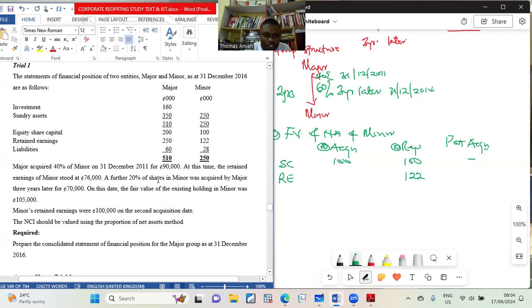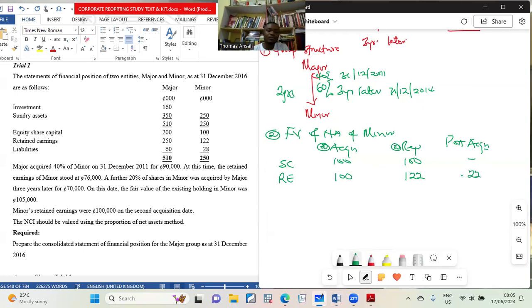Now, a further 20% has been acquired 3 years later for this. On this day, the fair value of the existing holding in minor is this. The retained earnings were 100. So have you seen 100? So retained earnings as at this time is 100. So that gives us a 22 here. If there were PAPs and all those things, we would work fair value adjustments on them. But as it stands now, this is the only information we have. So we have 200.